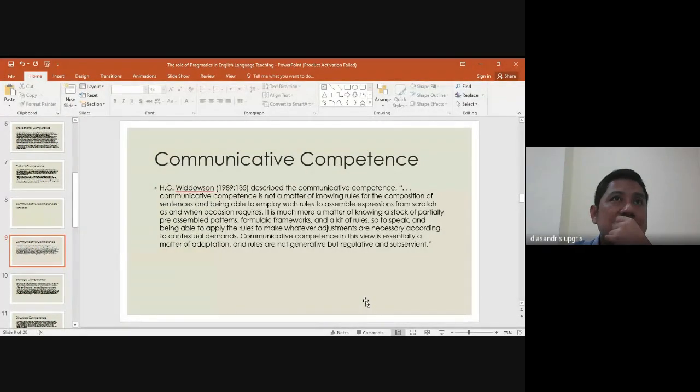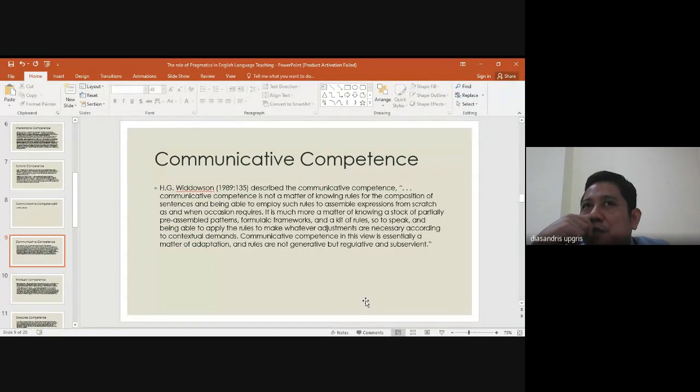Okay, thank you. Yes, it is one of the definitions described by Widdowson. He described that communicative competence is not a matter of knowing rules for the composition of sentences. It means that while you are communicating with others, you really ignore the form of the language, the form of the utterance. For example, when you come to Bali, to the beach, there are so many Balinese communicating with foreigners, right? Do they study grammar? Of course not. Do they study form? Of course not. Do they study sociolinguistics and so on? Of course not.